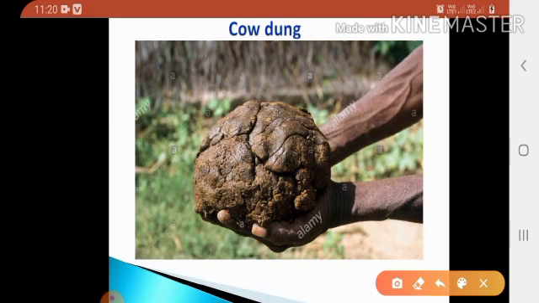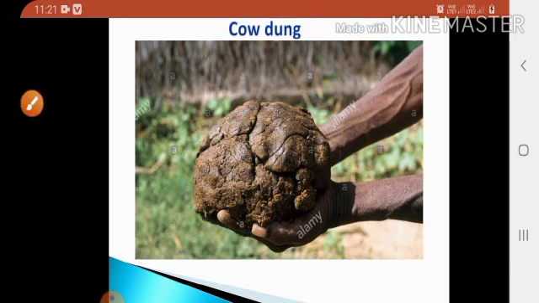Now, next point is cow dung. Children, do you know animal waste, that is cow dung, is an excellent example of interdependence of plants and animals. Cow dung is used as a fertilizer. It helps to improve the quality of crops grown in fields.